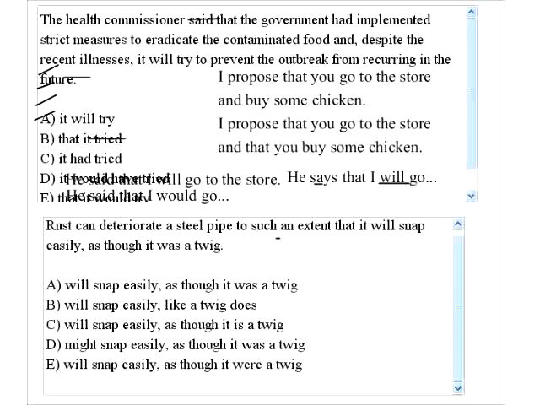And then the answer to the last one, sorry, I need to jump. As I said, I need to go at 6 because I immediately teach more at 6. The answer is, again, E. Rust can deteriorate a steel pipe to such an extent that it will snap easily. We do want the future.